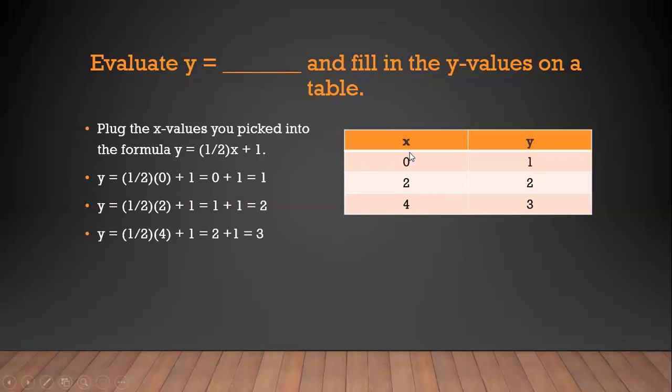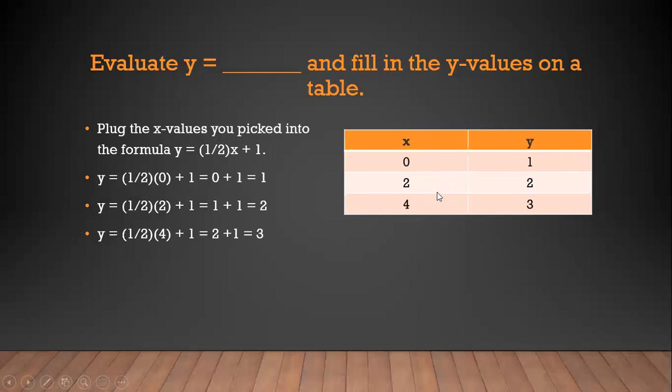So we pick 3 numbers. We make an x and a y. We fill in our x's, 0, 2, 4. So we plug in 0, 2, and 4. Those numbers we just picked, we didn't really have to do anything, we just picked them. Half of 0 is 0, plus 1 is 1. Half of 2 is 1, plus 1 is 2. Half of 4 is 2, plus 1 is 3. And we get 1, 2, and 3. So we have filled in the numbers.